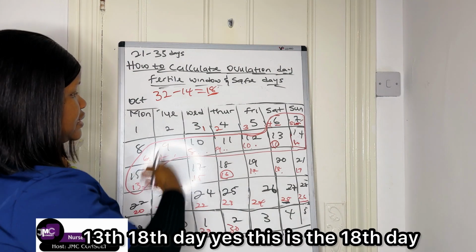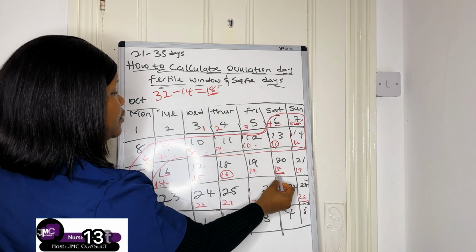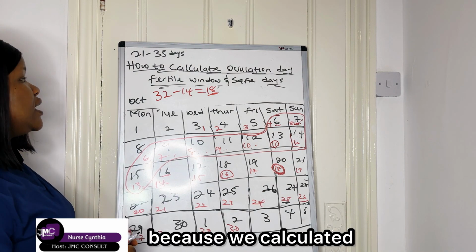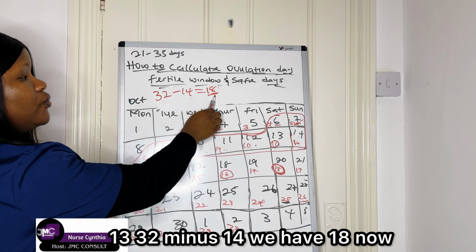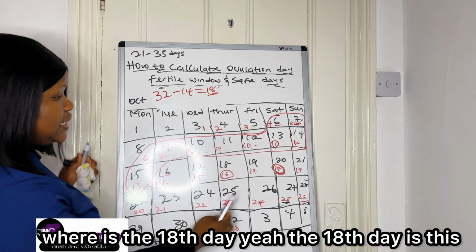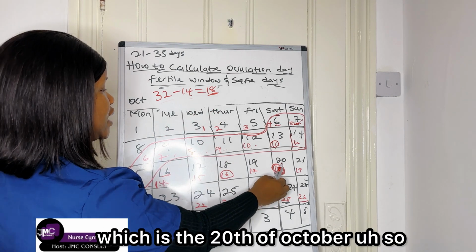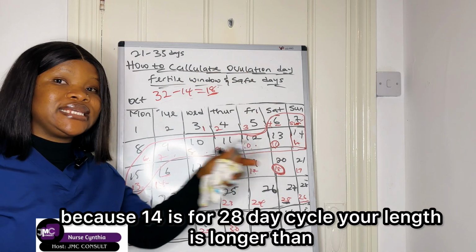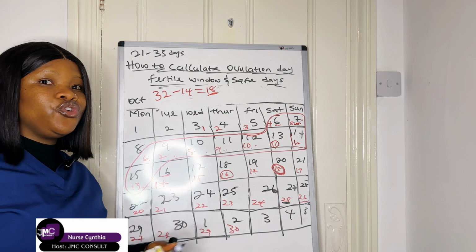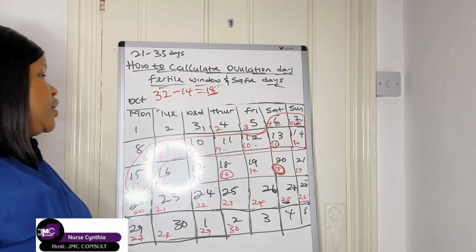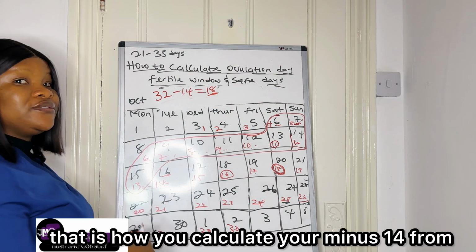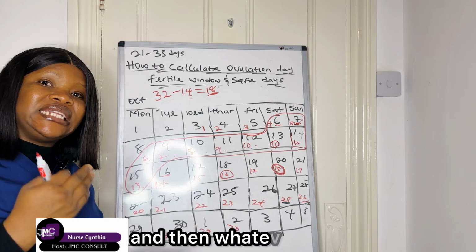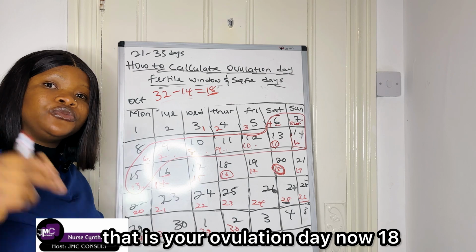Now, where is the 18th day here? This is the 18th day, the 18th day of the person's cycle, because we calculated that 32 minus 14, we have 18. The 18th day is this, which is the 20th of October. It's not 14, because 14 is for a 28 days cycle. Your cycle length is longer, so your ovulation day is the 18th day. That is how you calculate. You minus 14 from any cycle length you have, even if it's 21 days, minus 14, and then whatever you get, that is your ovulation day.